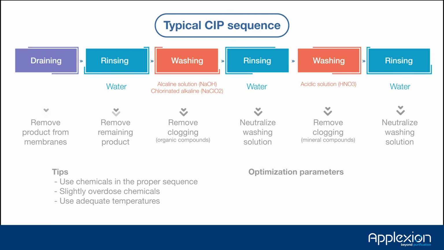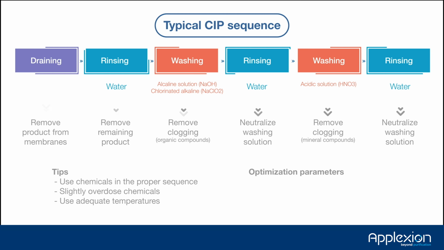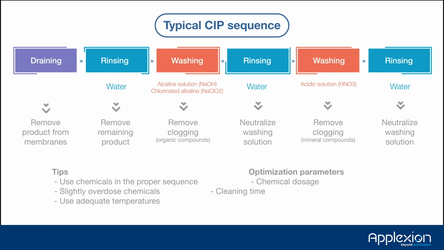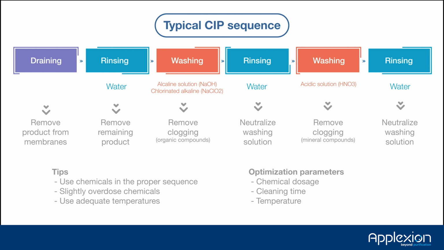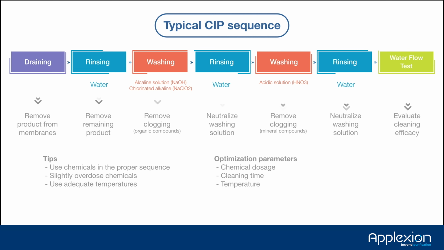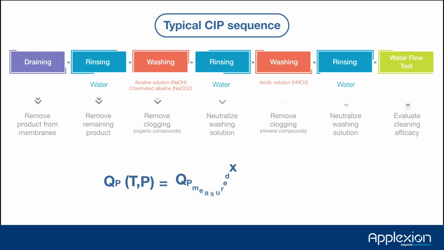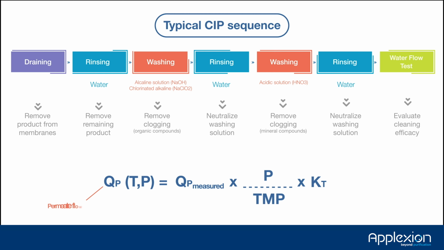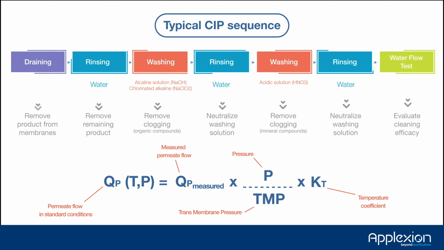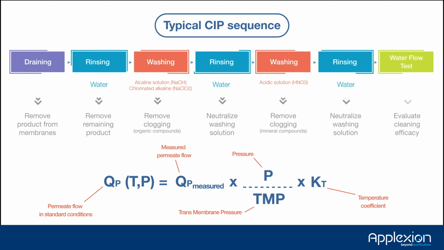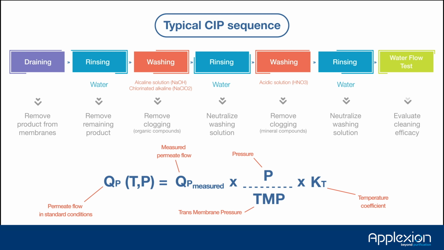In order to maximize the efficiency of the CIP procedure, the most important parameters to be optimized are the chemical dosage, the cleaning time, and the temperature of the operation. At the end of the CIP procedure, proceed to water flux testing to evaluate the efficacy of the cleaning. A corrected permeate flow in standard conditions of temperature and pressure can be calculated from the measured data with the following formula. These values can be automatically calculated using NovaSIP logbooks. They provide an easy benchmark and tracking of cleaning performances.